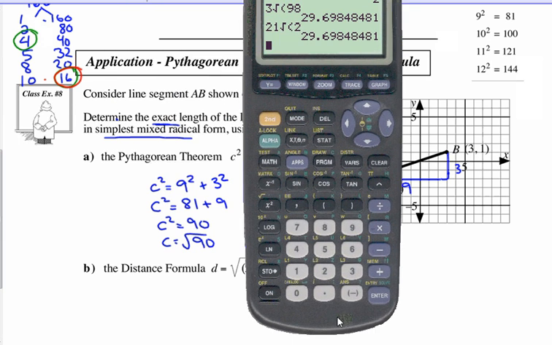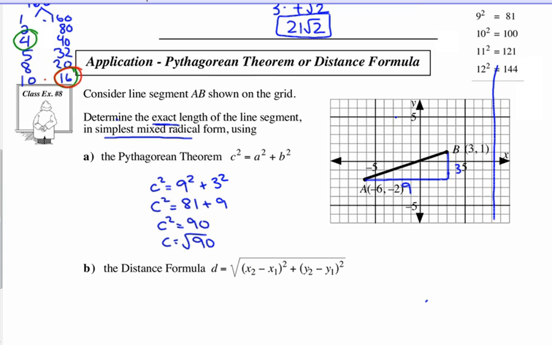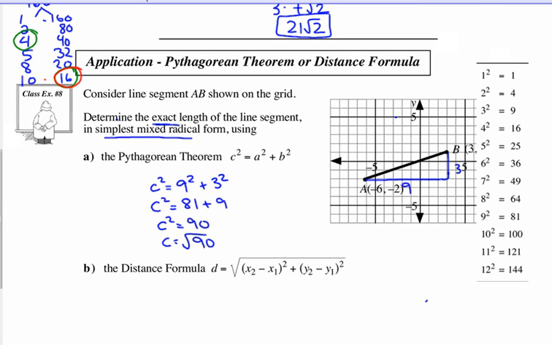So looking at our perfect square chart, right here, pull that down. What's the largest perfect square? So here are my perfect squares that will go into 90. And I think you might be able to spot it. It's 9, right? 9 times 10. You could also use your calculator and break it through. So we can also write this as root 9 times root 10. And what's the square root of 9? It's 3. So 3 root 10.